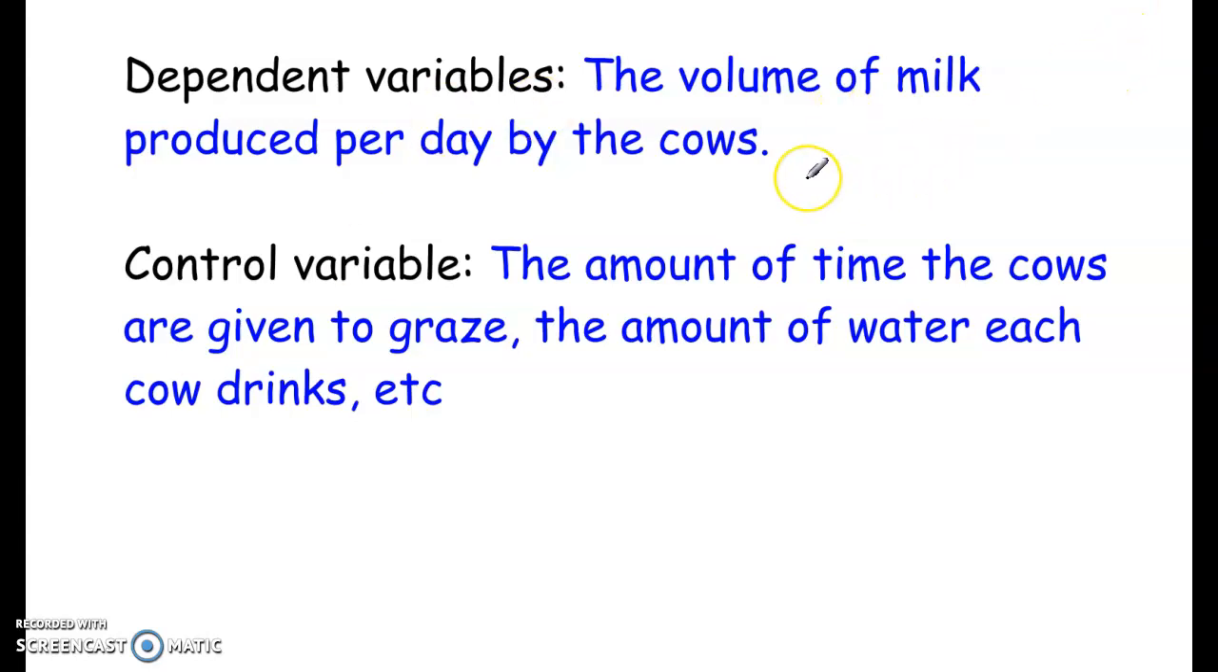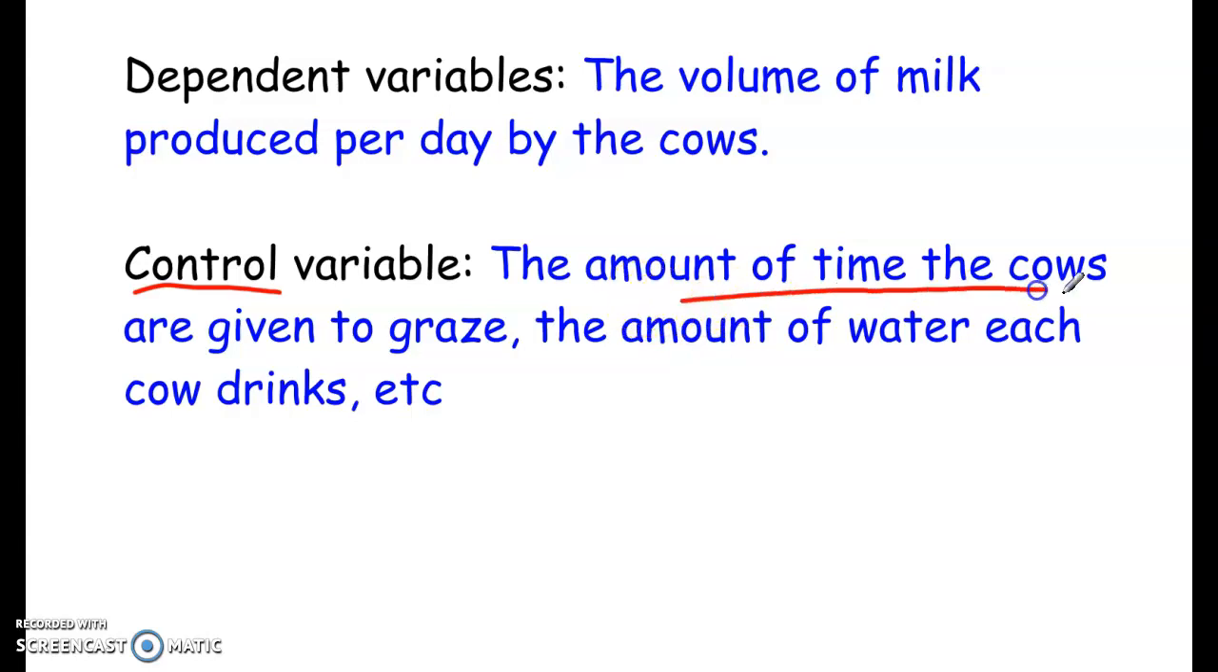Okay, so the last type of variable is a control variable. Remember, control variables are items that we don't want to have changing so that they don't have an impact on our experiment. Remember, the whole point is to see if different grass is going to affect the milk produced. So you can have actually a whole bunch of different control variables. I just have two written down here, but we can look at some other ones.